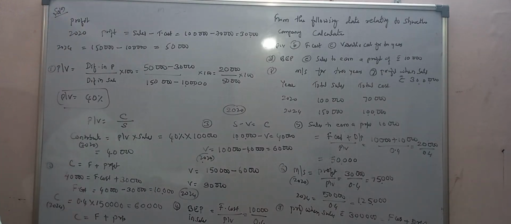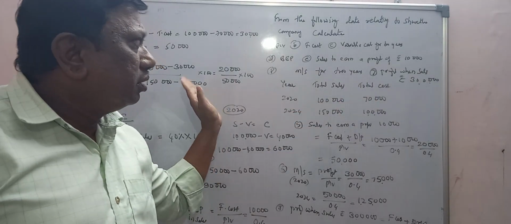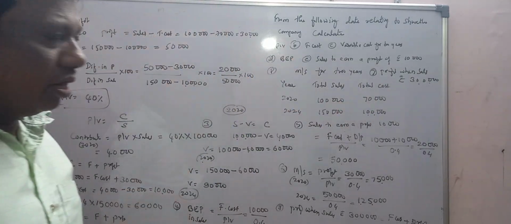So this is a simple problem. You can calculate in a different question paper. They give profit only, here total cost. That's why this is the profit directly calculated. Profit is given.